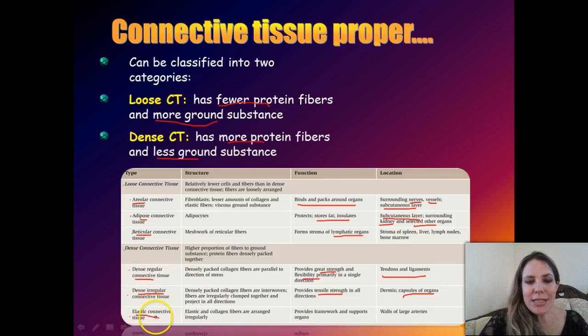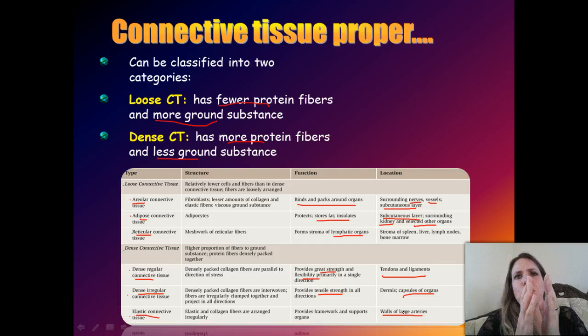Now you have elastic connective tissue, and you're going to find this around parts of the body that need to be able to stretch and snap back. So the walls of your large arteries, like your aorta, and your heart have lots of elastic connective tissue, because as blood's being forced through there, that has to stretch, but then you want it to go back to its normal shape. So you need that elastin protein in there. So that is elastic dense connective tissue.